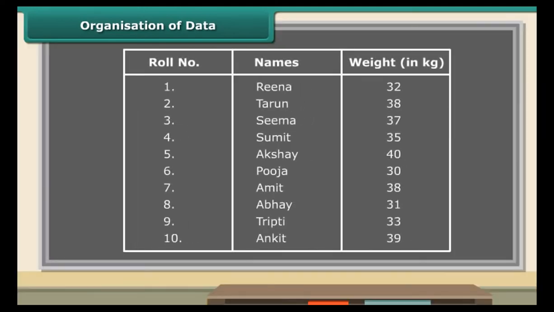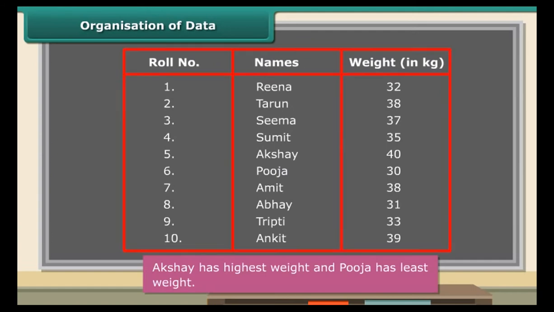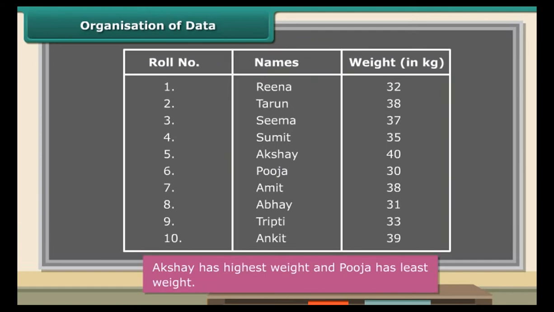Now look at this data. You can easily know which student has highest weight and which has least. So when we put data in a proper table, it becomes easy to understand and interpret. We can put many kinds of data in tabular form.